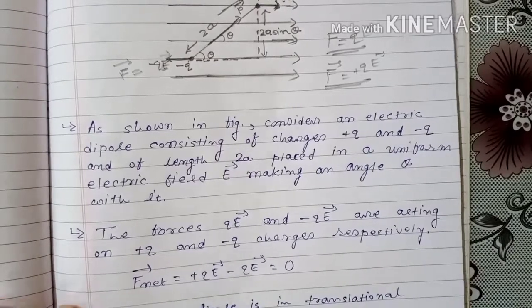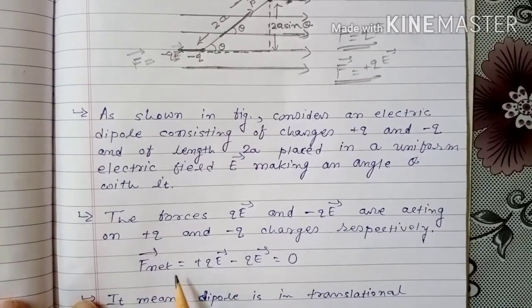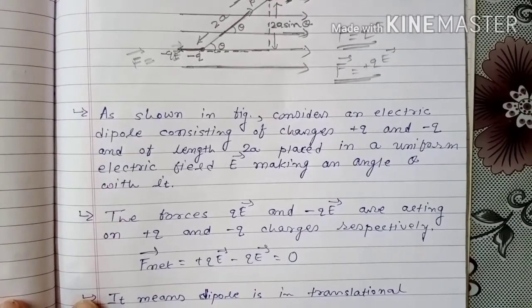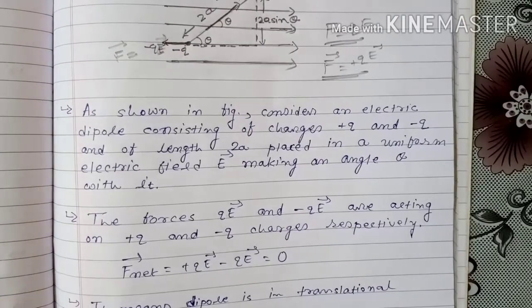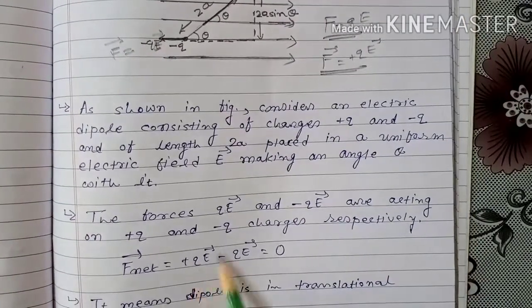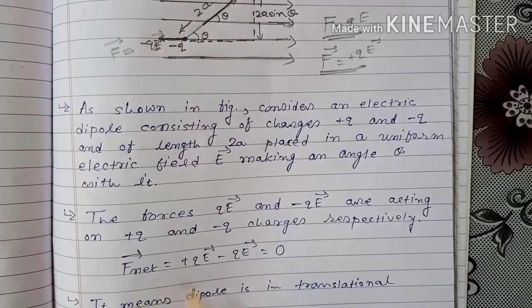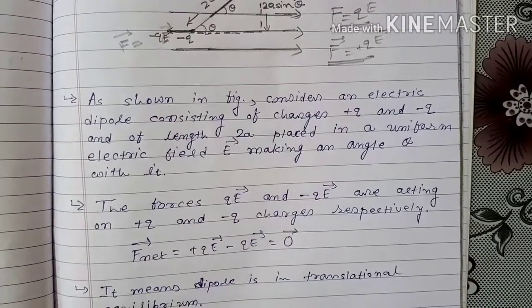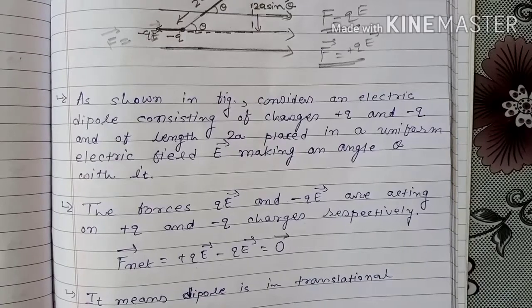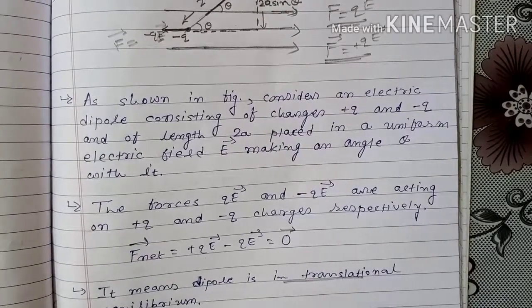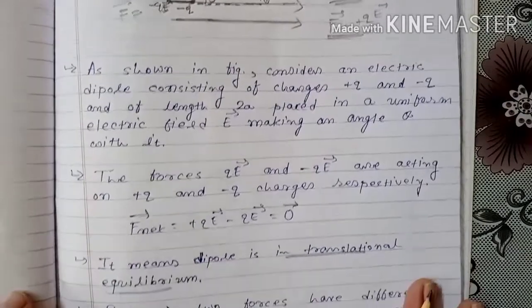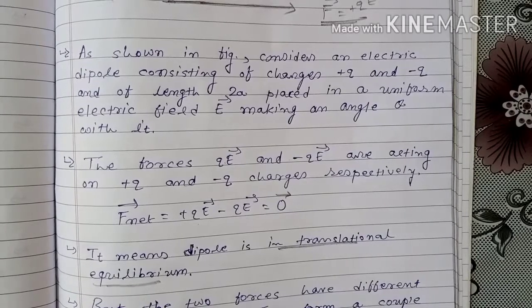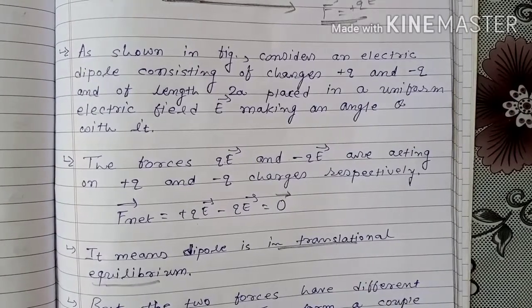If we find the net force acting on the dipole, then net force F net vector is equal to force acting on plus charge plus force acting on the second charge. According to superposition principle, F net is equal to F1 vector plus F2 vector. F1 is plus QE vector, F2 is minus QE vector. So net force comes out to be 0 vector. If net force acting on any system is 0, it means that system is in translational equilibrium. So we can say that when we place a dipole in a uniform electric field, it remains in translational equilibrium.